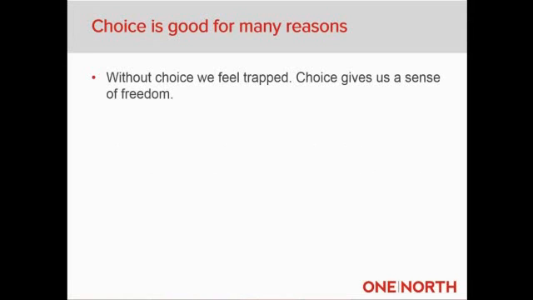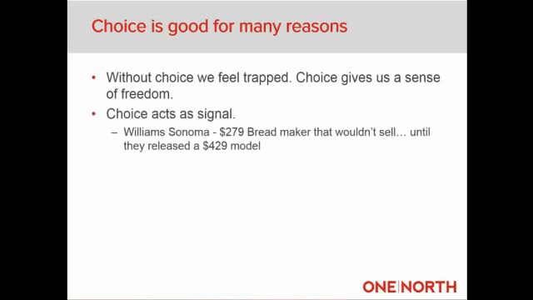So in other words, decisions are hard, but we do need choice. We can't get away with not having any choice. Without choice, we just feel trapped. Choice really gives us a good sense of freedom, right? And it also acts as a signal. This is a really good example of choice as a signal. There was a $279 bread maker that Williams-Sonoma released that they just couldn't sell. Then they came out with a $429 model, and sales of the $279 model took off just because there was now that comparison factor. So sometimes choice is really good at letting us know what we don't want.